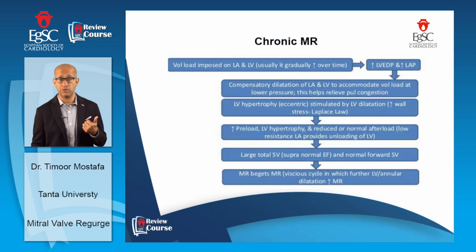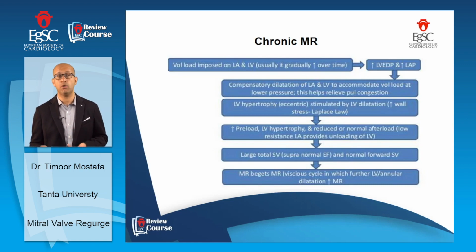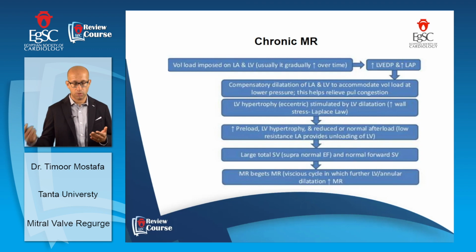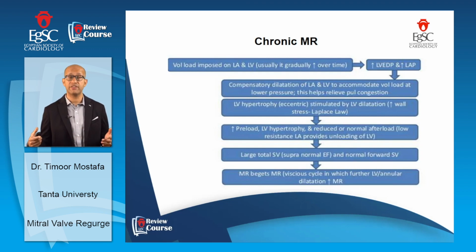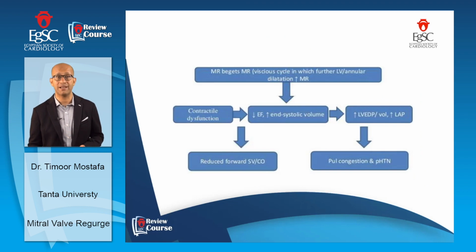The increased preload, left ventricular hypertrophy, and reduced or normal afterload will occur. So there will be a large stroke volume. But we also have what's called mitral regurg begets more mitral regurg. It will cause more left ventricular dilatation, annular dilatation, and so we will have more mitral regurg.